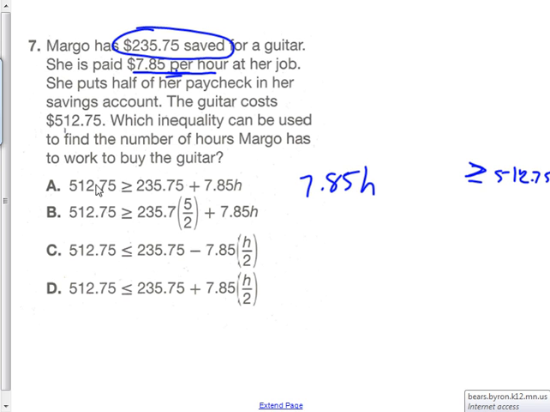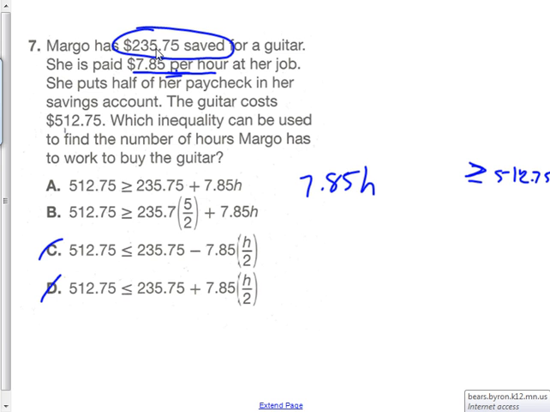So I notice here I can look through some of these. This one says greater than, and this one says greater than. These others say less than and less than, so those two aren't going to be possible choices for me. Now, when I look through the last two choices, they both have 7.85H, so I like both of those choices. Now what I need to do is take a look at the other part.